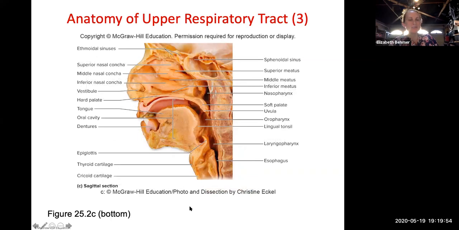Cadaver view. So this is more what we look like. I think it's helpful to actually see what a cadaver would look like. We don't look like a drawing. This is what we look like. You can see the epiglottis here. It kind of looks like the shape of a tongue and how it would close and cover up your trachea when you swallow.